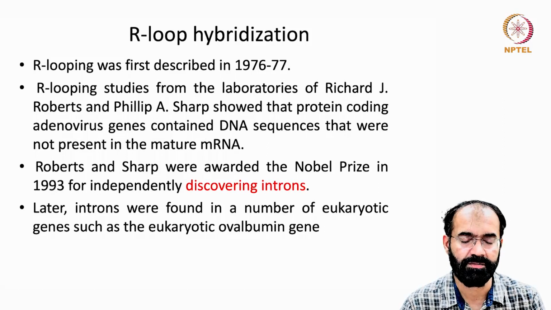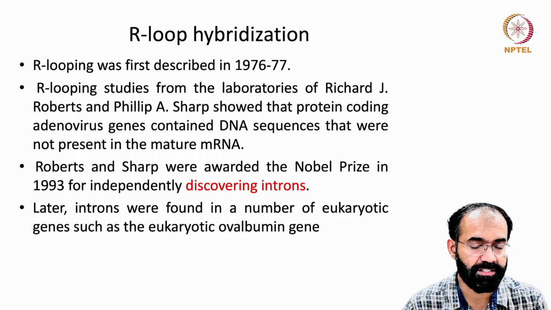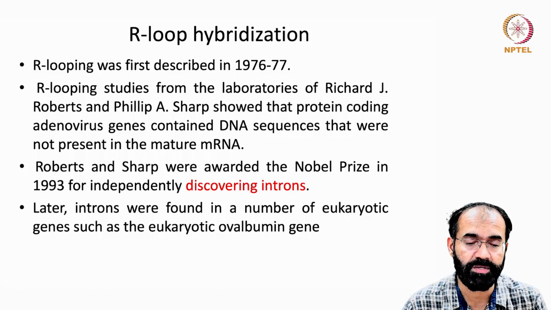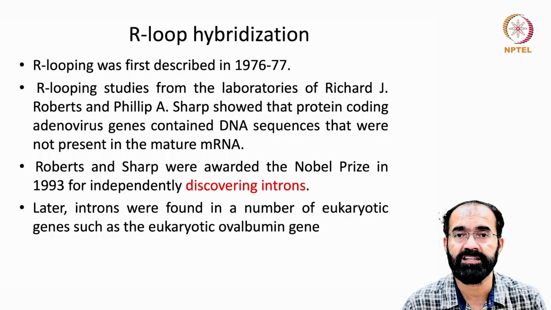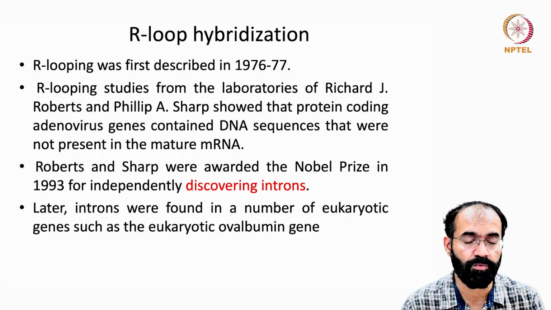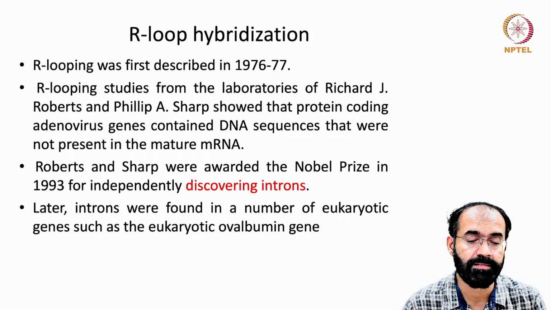Very simple observation. So certain coding sequences present in the adenovirus genes which they had been working on contain DNA sequences that were not present in the mRNA. Where did they go? How did they disappear? This was an observation, but that is not evidence. Roberts and Sharp were awarded the Nobel Prize in 1993 for their discovery in 1976, and they are the discoverers of introns. We will see the mechanism of R-loop hybridization.